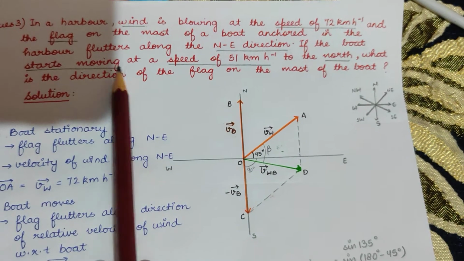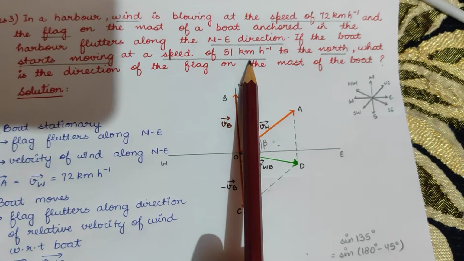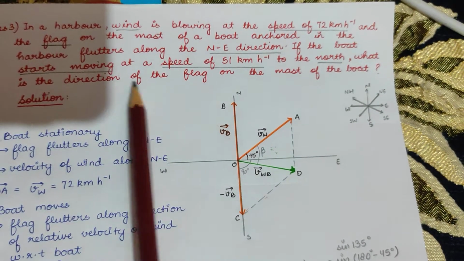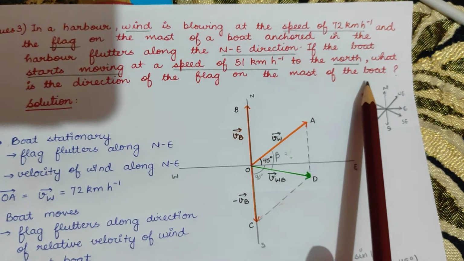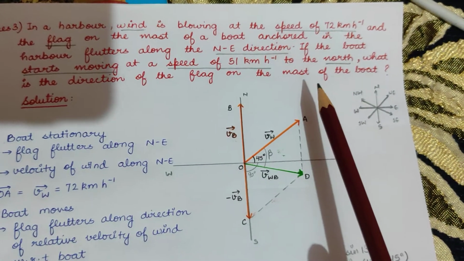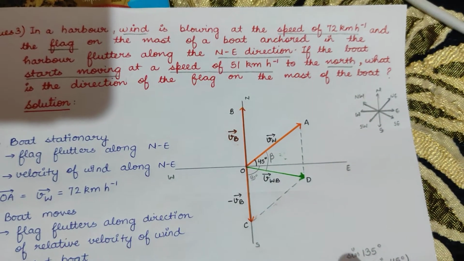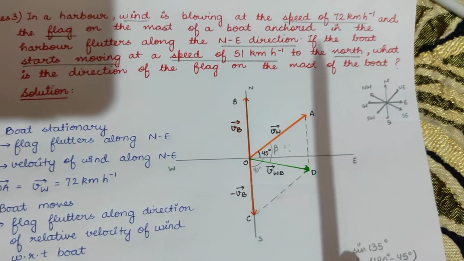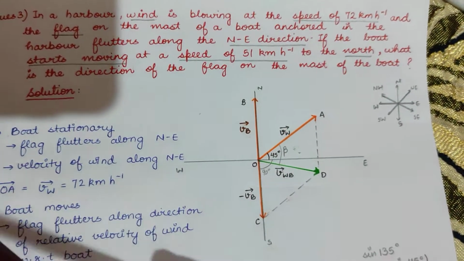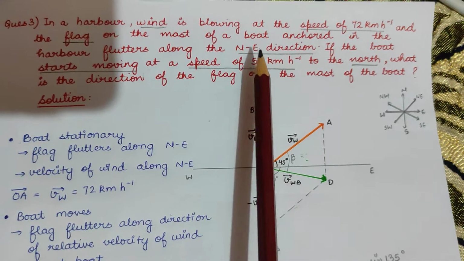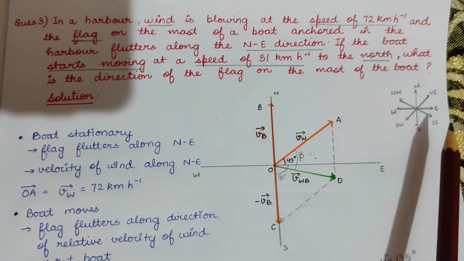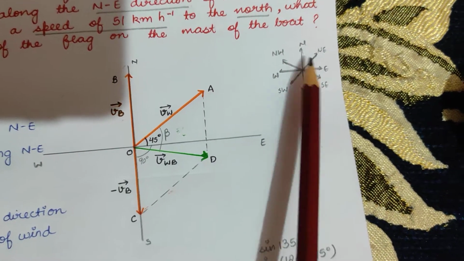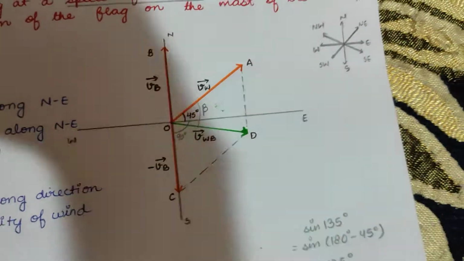If the boat starts moving at a speed of 51 km per hour to the north, then what is the direction of the flag on the mast of the boat? So this is an example of relative velocity, a numerical related to relative velocity in two dimensions. As I have told you, whenever in a question you are given directions, you quickly remember this diagram. Make this diagram at the corner so that you will not skip anything.